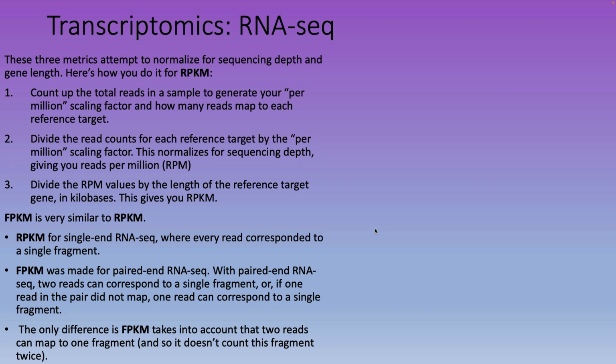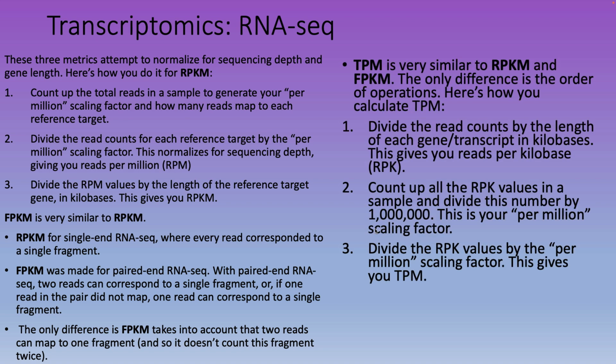FPKM is basically the same as RPKM, but FPKM is just made for paired-end reads. It's these fragments. Here we have to account for the fact that when we're counting reads, we actually have 2 reads associated with each fragment. TPM is similar to both of these, but it changes the order of the process. Instead of dividing by the library sequencing depth scaling factor first, you actually divide by the transcript length, and then you divide by that scaling factor. And that's what's going to give you TPM.